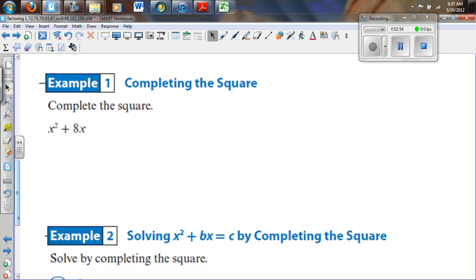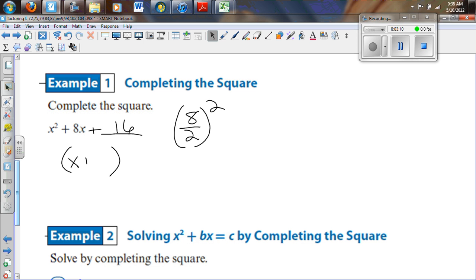Here, if we want to find what term is added on, then we need to take 8 divided by 2 and square it. So 8 divided by 2 is 4, and 4 squared is 16. And so this would be x plus 4, and then that quantity squared.